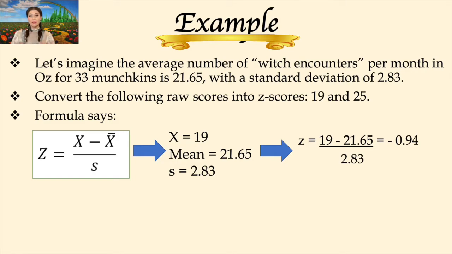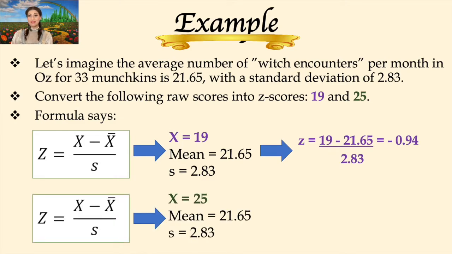Now let's take a look at the score of 25. Even here, you can think to yourself, is 25 greater than or smaller than the average of 21.65? 25 is in fact larger than 21.65, so we can assume that this z-score will be positive. So once we plug this in to our formula, we place 25 in place of x, subtract 21.65 and divide by 2.83, and we are left with a positive z-score of 1.18.